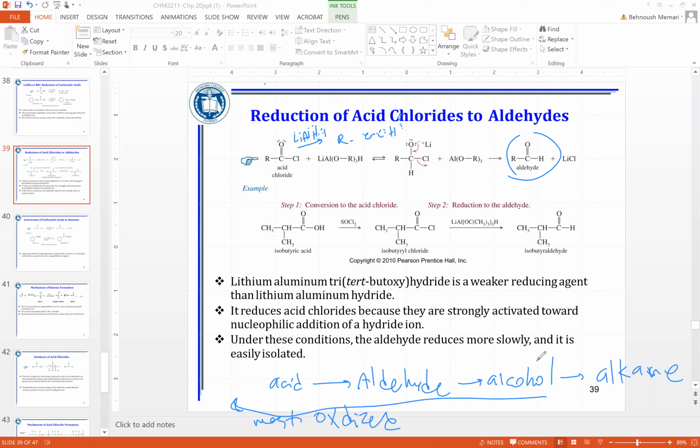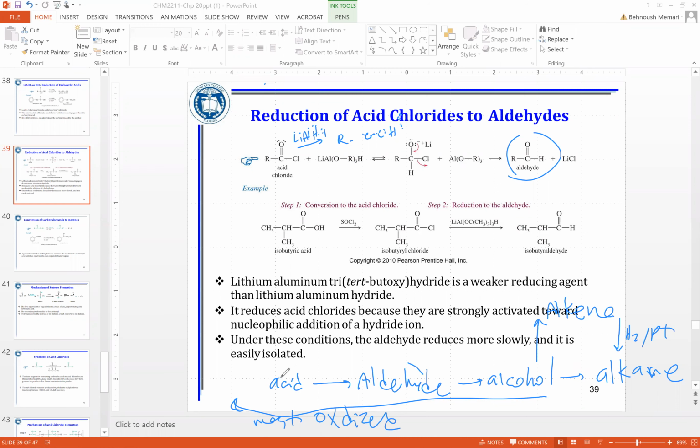So from alcohol to the alkane, first you have to change to alkene. Then you use H2 platinum to go to alkane. You cannot go directly. But alcohol is the least oxidized, carboxylic acid most oxidized. Now, what about the aldehyde? It is somewhere in between.